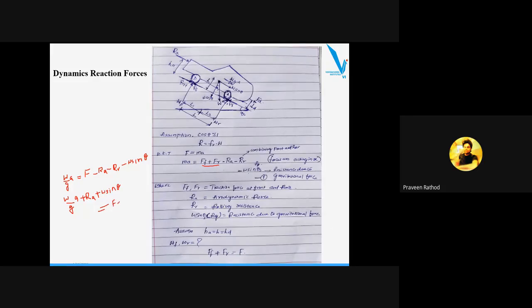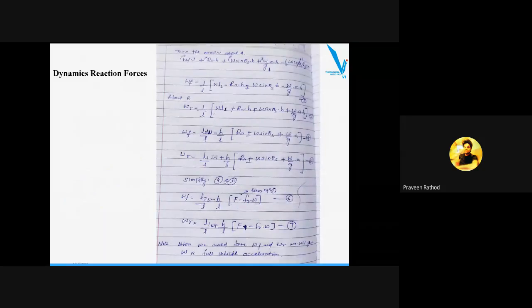This is F minus this rolling resistance, which can be written as FR into W. So this can be replaced over here. In this equation you can see I have written F minus FR into W, so this whole equation can be written like this. Similarly, L2 divided by L1 minus H divided by L, F minus FR into W I can resolve. We can simplify this for the front and rear tire.